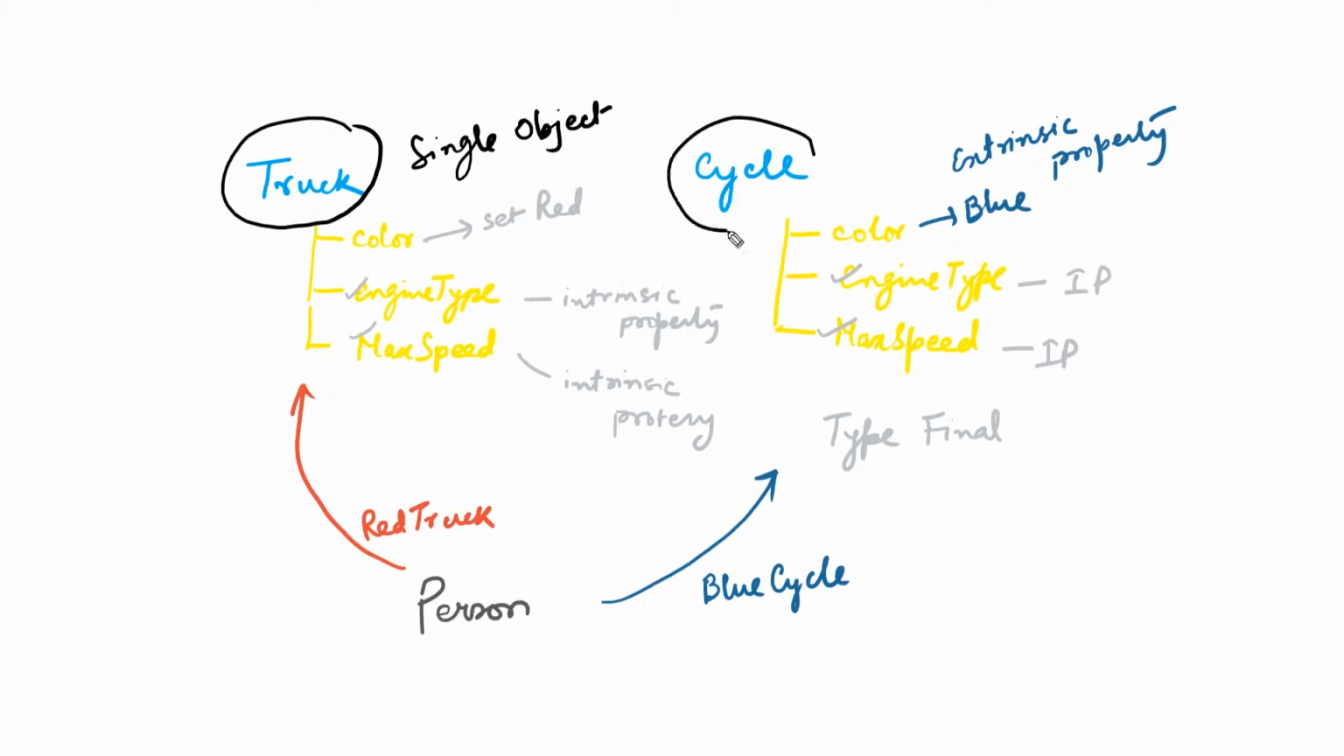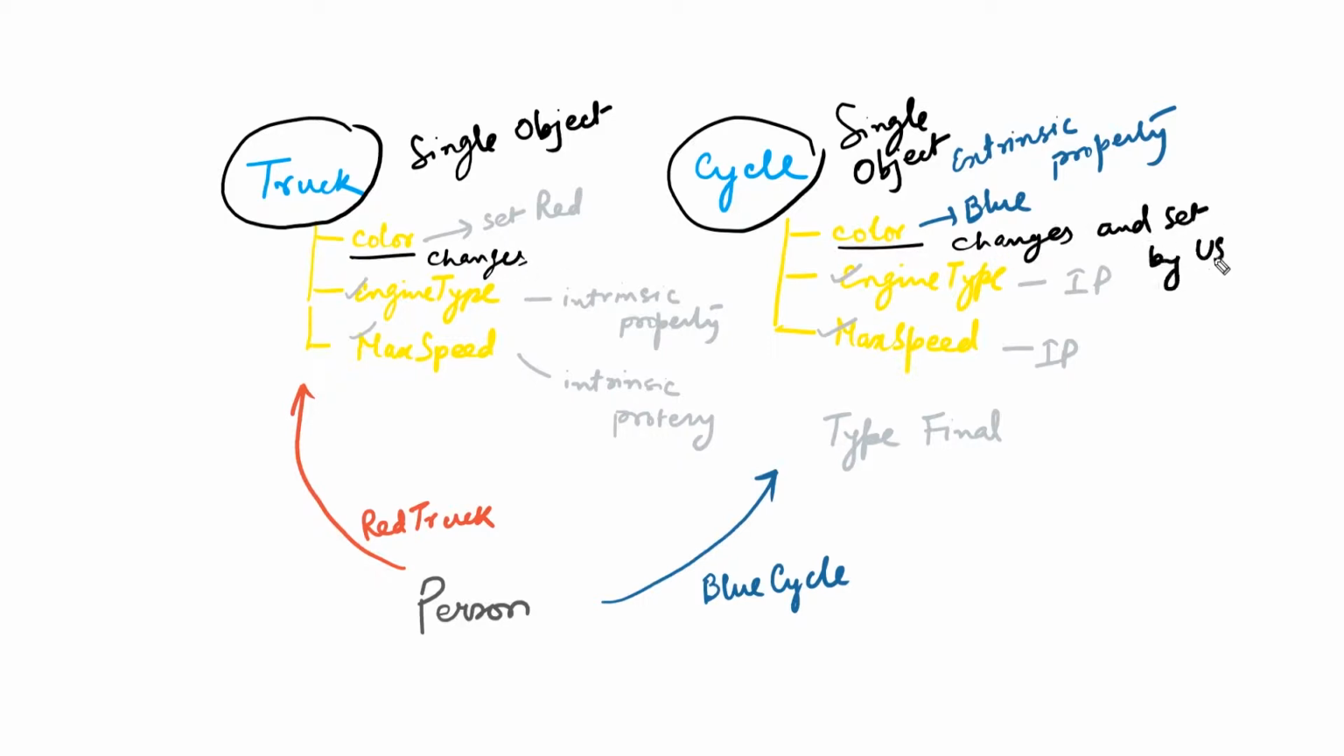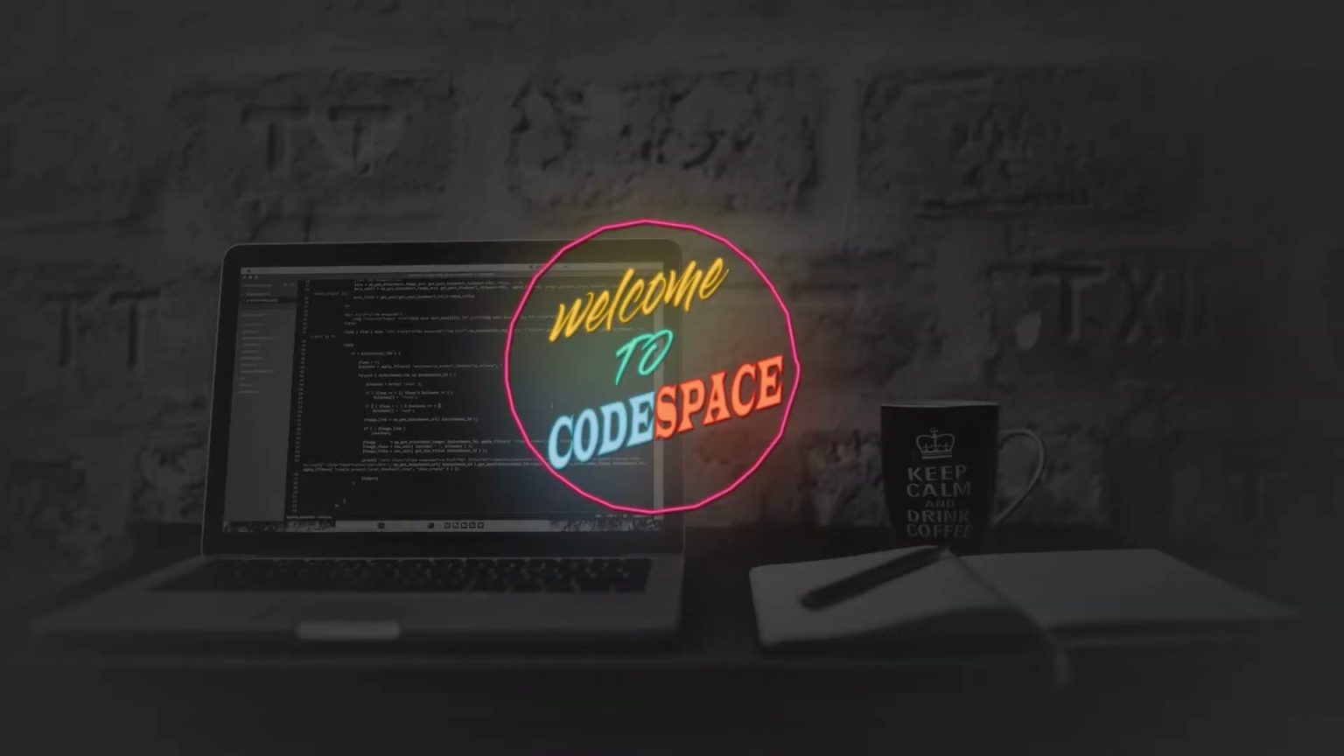It only works with a single truck object and a single cycle object in order to save memory, because it will have a single object for all the intrinsic attributes like engine type and max speed, and there can be n number of intrinsic properties which can be a costly object. Only the extrinsic value, that is color, gets updated by the user or client. Let's jump into code and check how to implement it in Java.